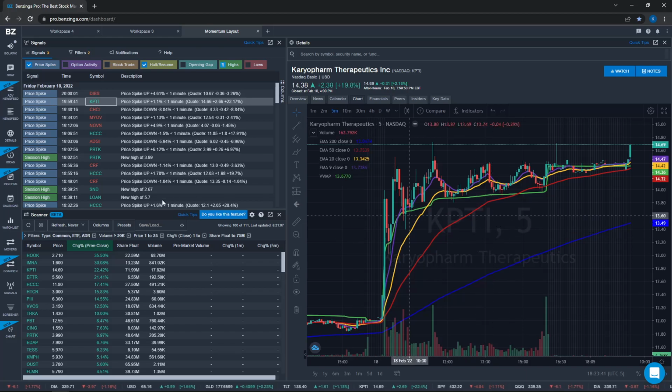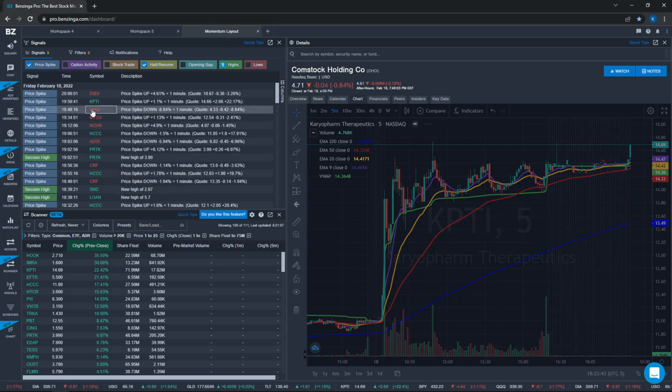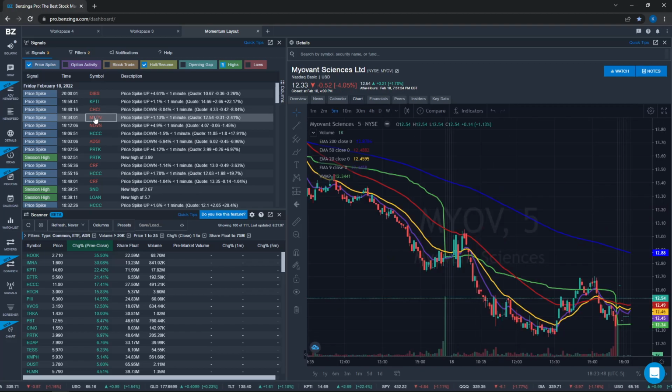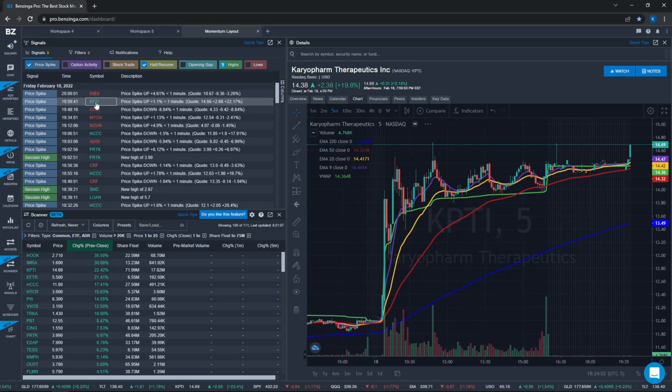Let me pull up KPTI, and as you can see, anything that I click on the left-hand side will then post the chart on the right-hand side. And I love that because that's what I'm looking for, that convenience, and that's what Benzinga has to offer. It's really fast, really efficient. So when it works, it's really nice. So KPTI, I'm going to click on that one, and you can see it pulls up the chart on the right side.